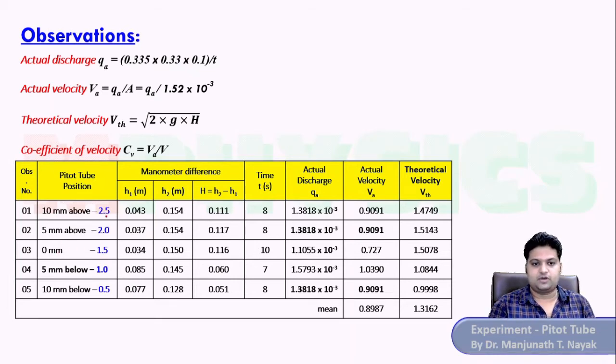The readings were taken from 2.5 up to 0.5. So the middle one could be treated as 0 mm, and then 5 mm and 10 mm above, 5 mm and 10 mm below. These were the heights that we got: 43, 37, 34, 85, 77. All of these are written in terms of meters.